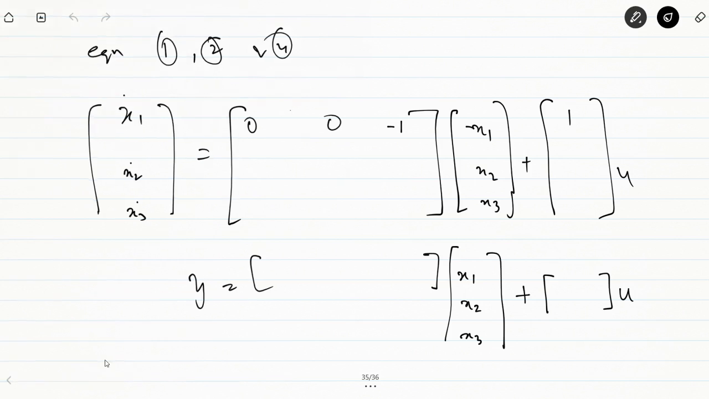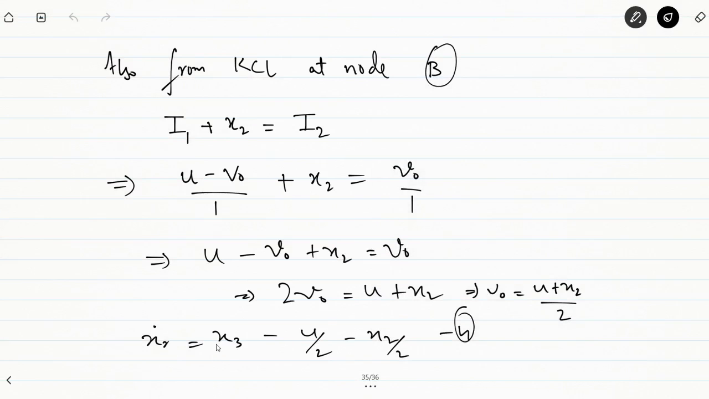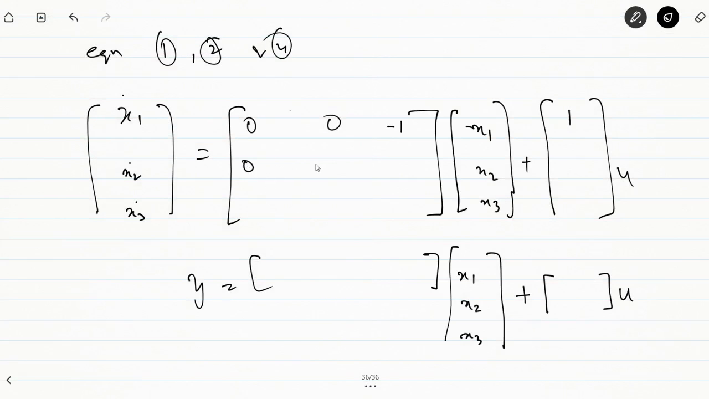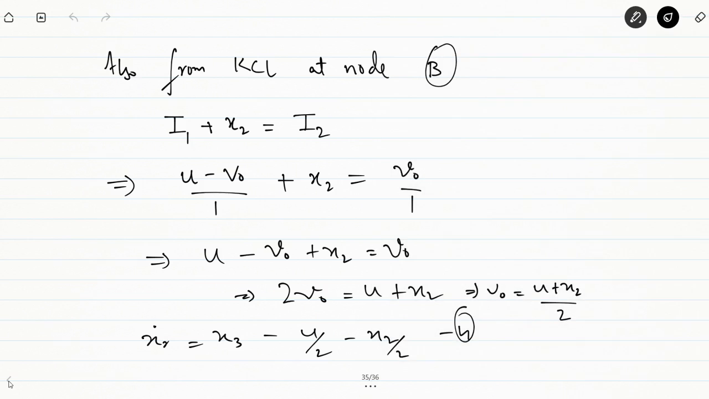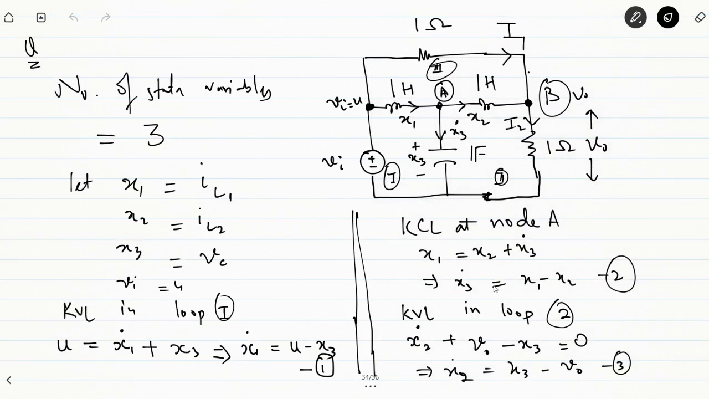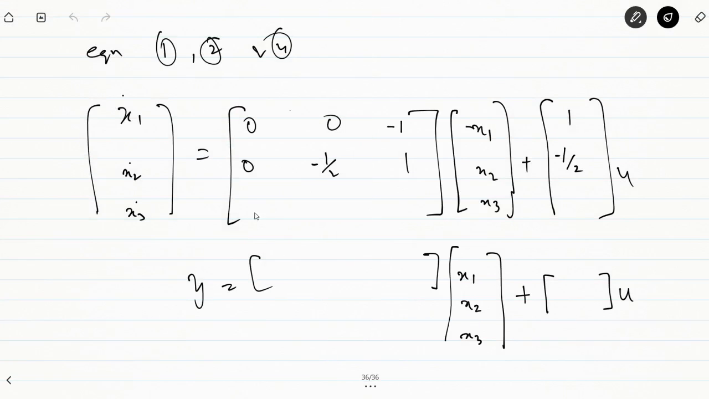And x2 dot is 0 times x1 minus 1 by 2 times x2 plus 1 times x3 minus 1 by 2 times u. So that means this is 0 x1 minus 1 by 2 x2, 1 x3 and minus 1 by 2 times u. And x3 dot is similarly x1 minus x2, that is 1, minus 1 and 0, 0. So ये तो ये हो गया.